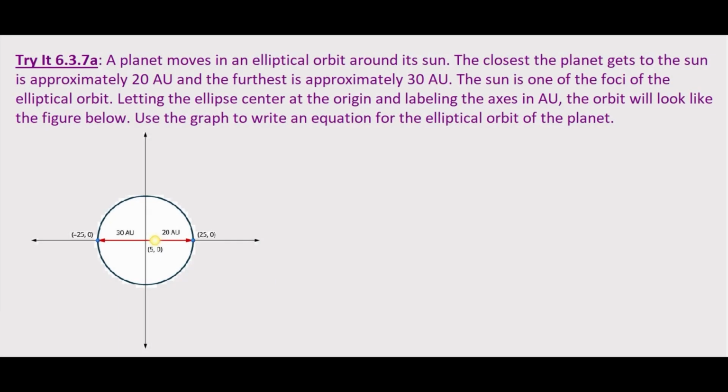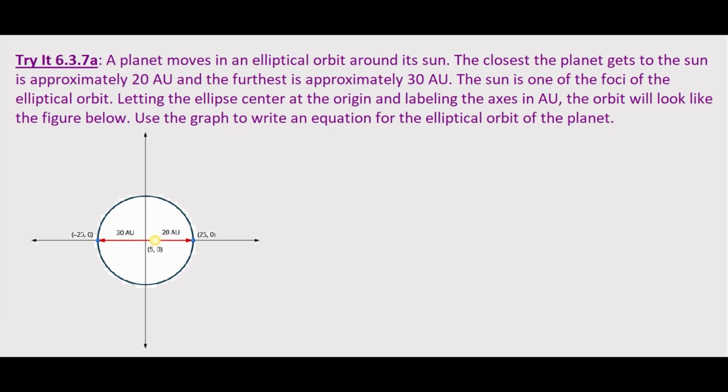So in this problem, we're told that a planet moves in an elliptical orbit around its sun. The closest the planet gets to the sun is approximately 20 astral units, and the furthest is approximately 30 astral units. The sun is one of the foci of the elliptical orbit, and letting the ellipse center at the origin and labeling the axes in AU, in astral units, the orbit will look like the figure below, the graph that we're given here. Use the graph to write an equation of the elliptical orbit of the planet.